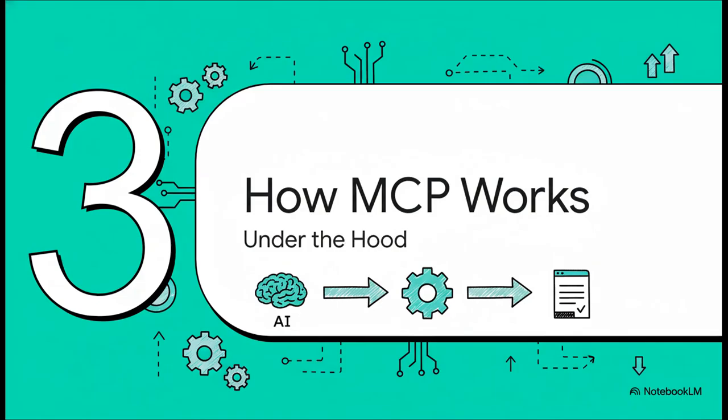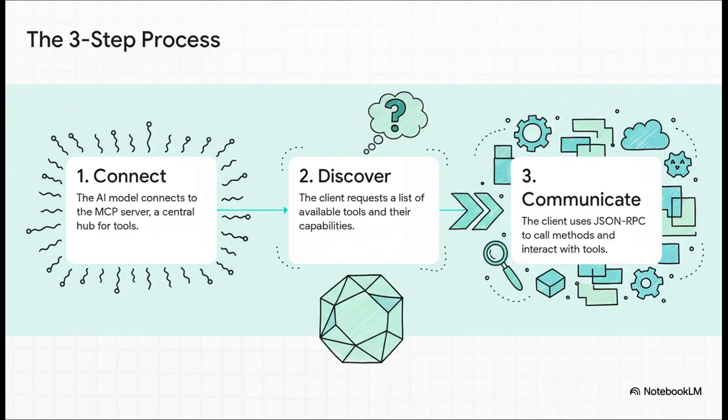Okay, so that all sounds great, but how does it actually work? Let's peek under the hood and look at the process step by step. It's basically this simple but really powerful three-step dance. So step one, the AI model, which we'll call the client, connects to an MCP server. Think of this server as a central hub for all the tools. Step two, the client discovers. It asks the server, hey, what can I do here? What tools do you have for me? And step three, it communicates. It uses a standard language, JSON-RPC, to actually talk to a specific tool and get something done, like fetching data or booking that flight.